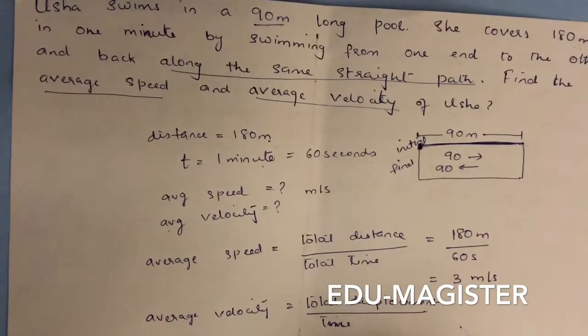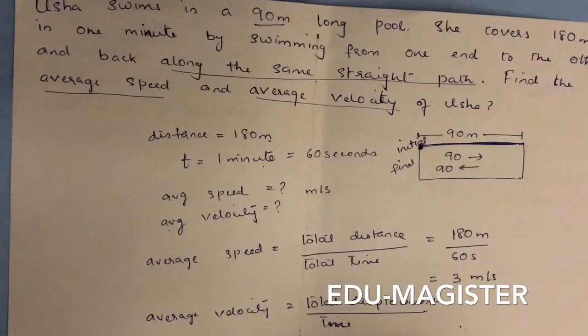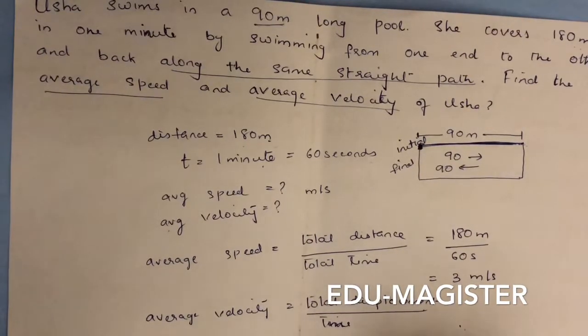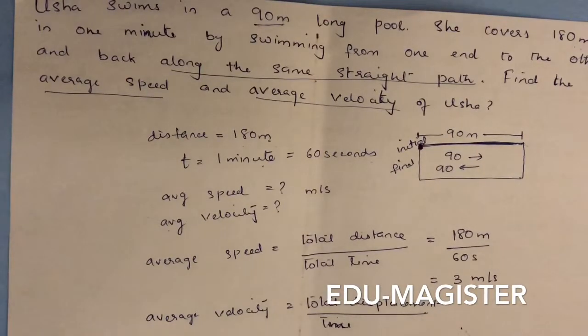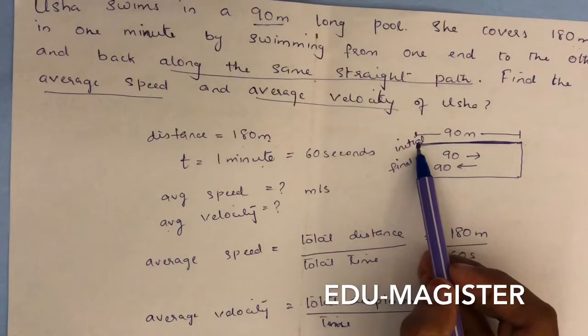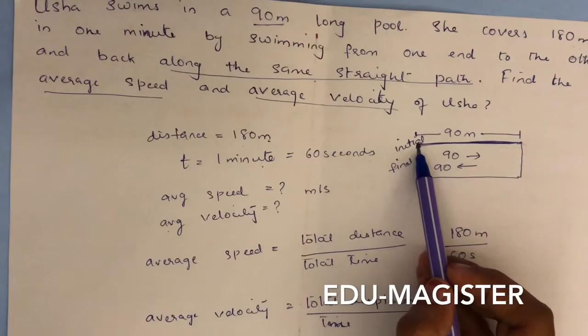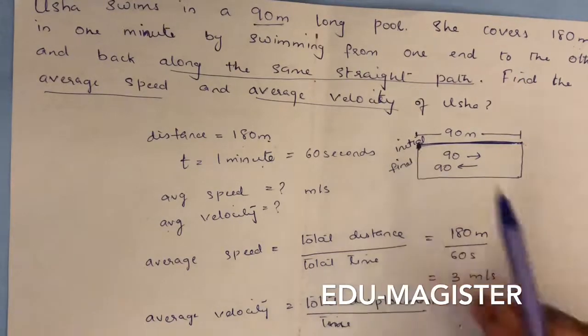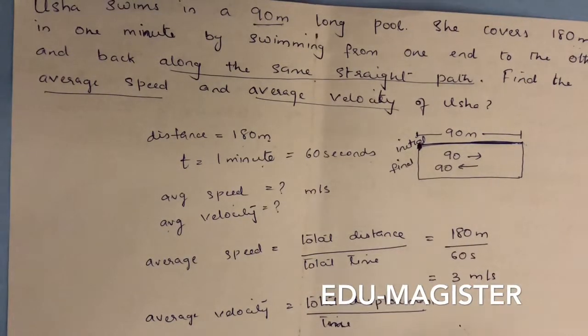So, displacement is 0 by time is 60 seconds. So, average velocity is 0 meters per second. I hope you guys understood why average velocity is 0, because in this case the displacement is 0. Why? Because here initial and final points were coinciding, so the shortest distance between initial and final point is 0. So that is what displacement is, right? So displacement is 0. Thus average velocity comes to be 0.